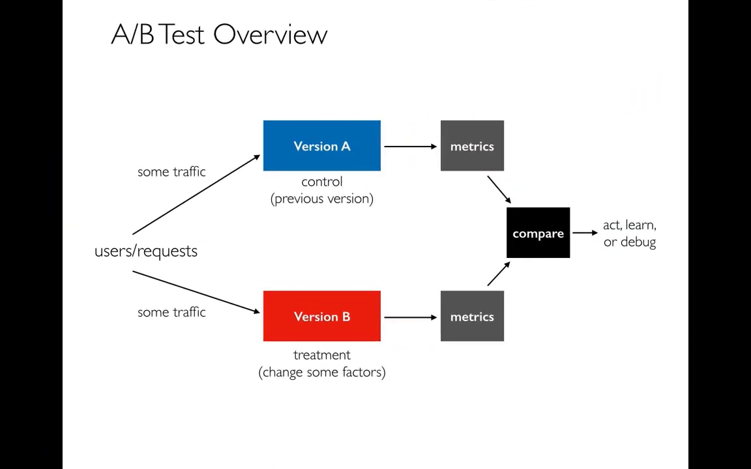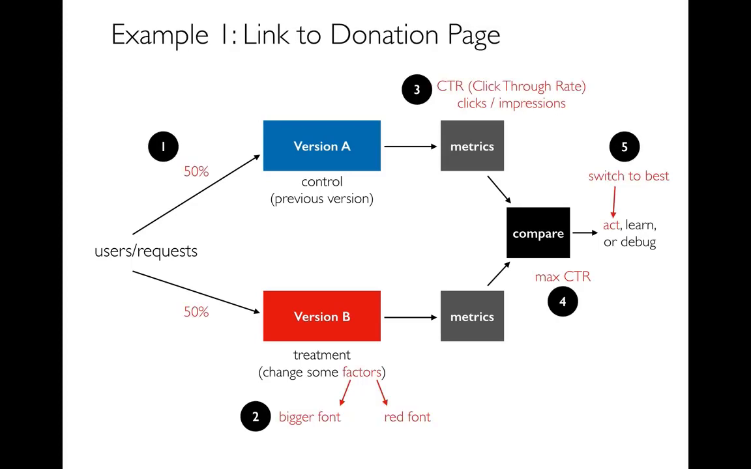Here's an overview of the A/B test process. You have some sort of users and you split that traffic between multiple versions, right? So maybe you're alternating requests between version A and version B of a page. You collect some metrics from both of those cases. You make a comparison, and then you might either make some sort of action or decision. Perhaps you learn something, or maybe you use this information to debug.